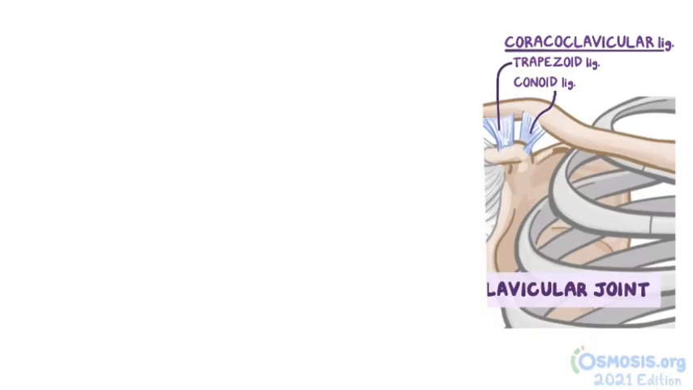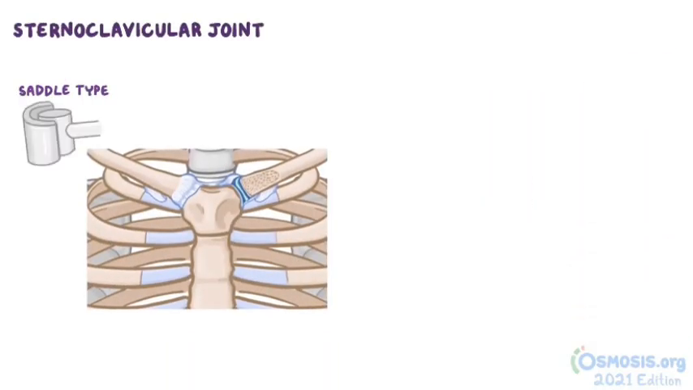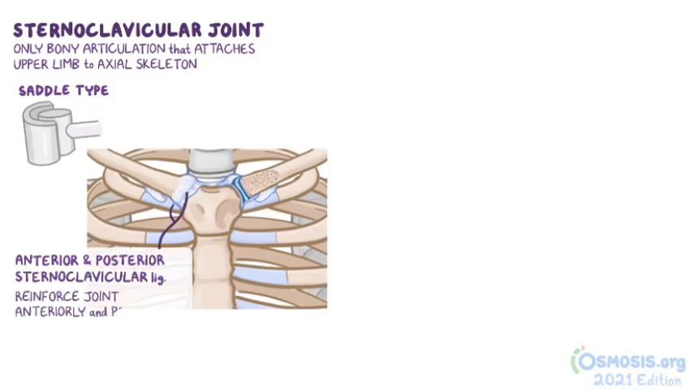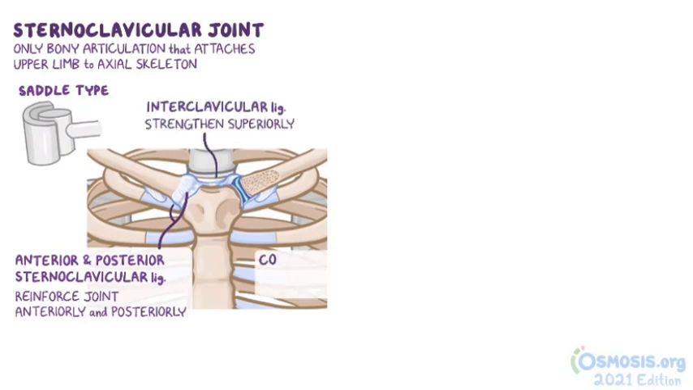Alright, as a quick recap, the sternoclavicular joint is a saddle synovial type of joint, and it's the only bony articulation that attaches the upper limb to the axial skeleton. It has 4 ligaments, the anterior and the posterior sternoclavicular ligaments, which reinforce the joint capsule anteriorly and posteriorly, the interclavicular ligament, which strengthens the sternoclavicular joint superiorly, and the costoclavicular ligament, which provides stability to the sternoclavicular joint by limiting the elevation of the pectoral girdle.